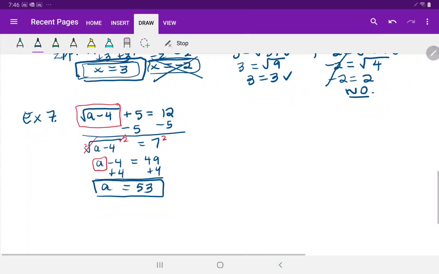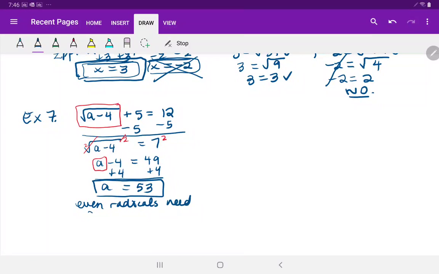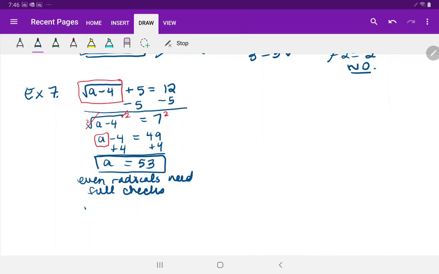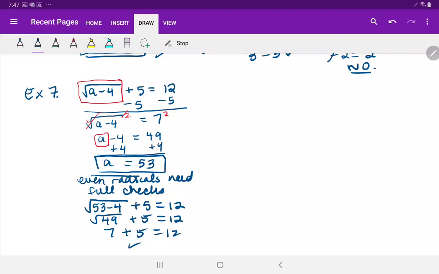Do I need to check? What kind of radical was it from the beginning? An even radical. So even radicals need full checks. So radical 53 minus 4 plus 5 equals 12. Radical 49 plus 5 equals 12. 7 plus 5 equals 12. Okay, that's true. So this is my answer for this one.